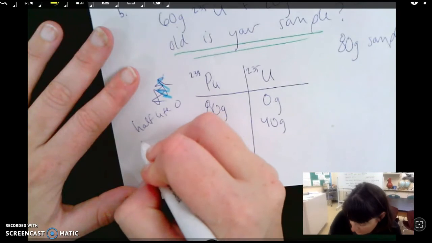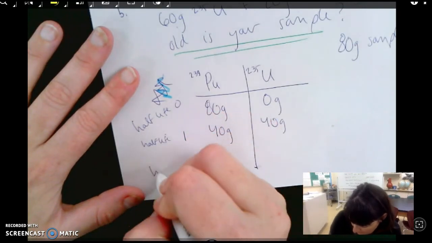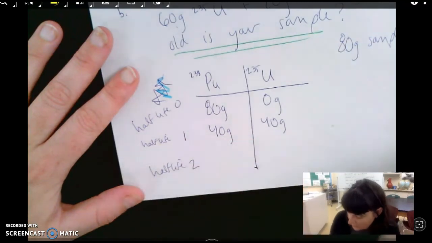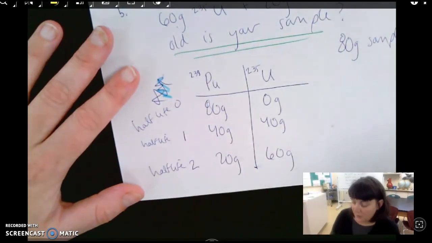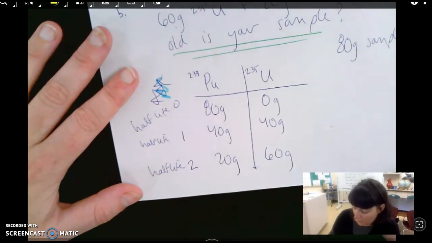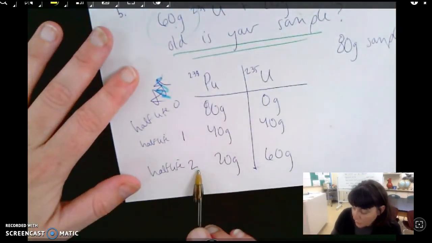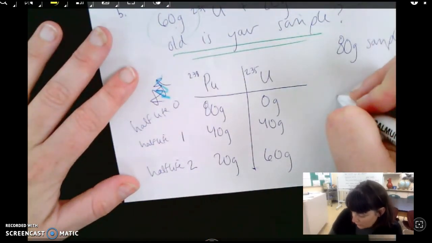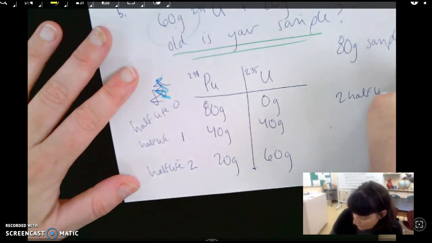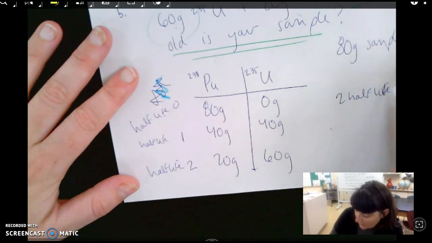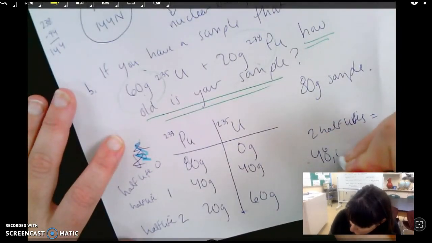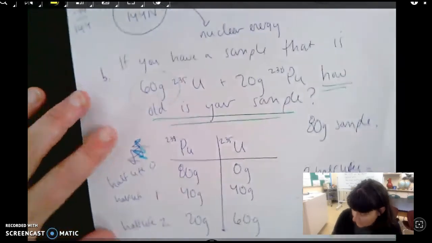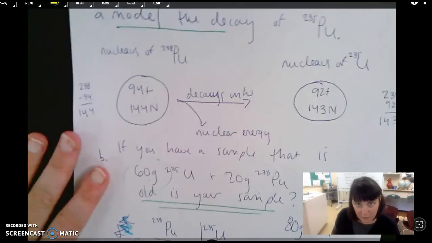After 2 half-lives, I had 20 grams of plutonium-238 and 60 grams of uranium-235, which actually is where I wanted to be. These match my numbers up here. So I know I've gone through 2 half-lives. So 2 half-lives for this particular substance equals 24,000, because that's 1 half-life, times 2, or 48,000 years. Okay, so that is how you would solve this kind of problem.